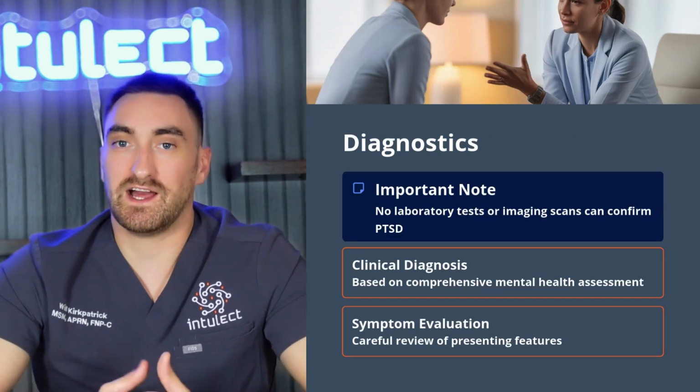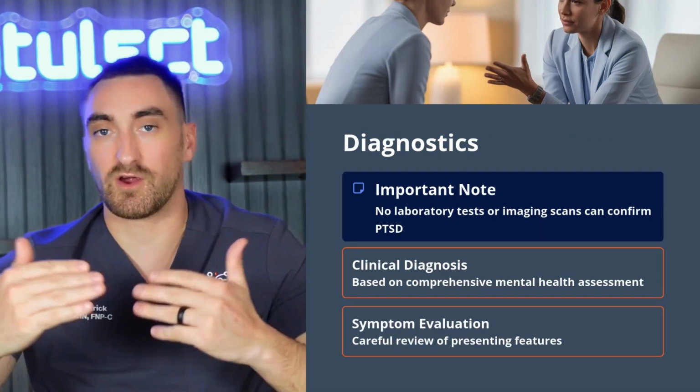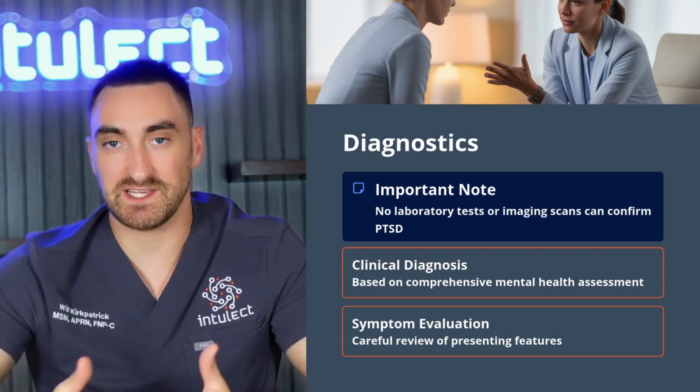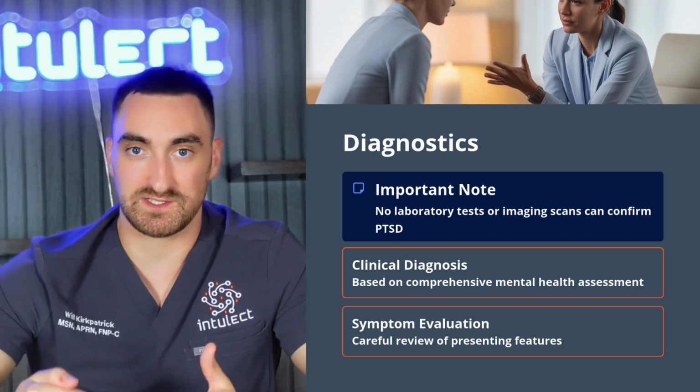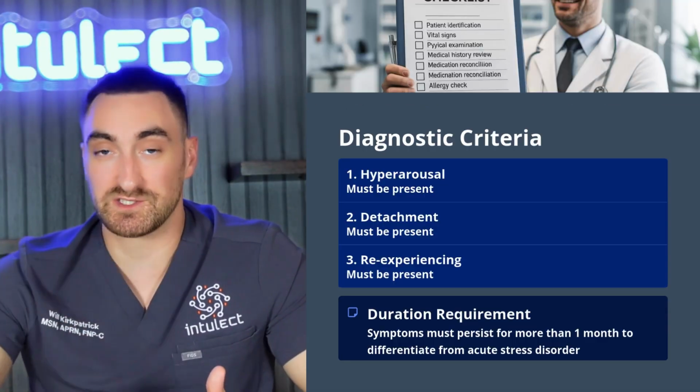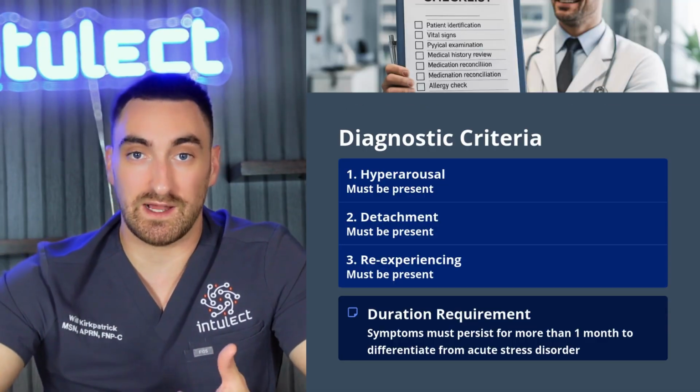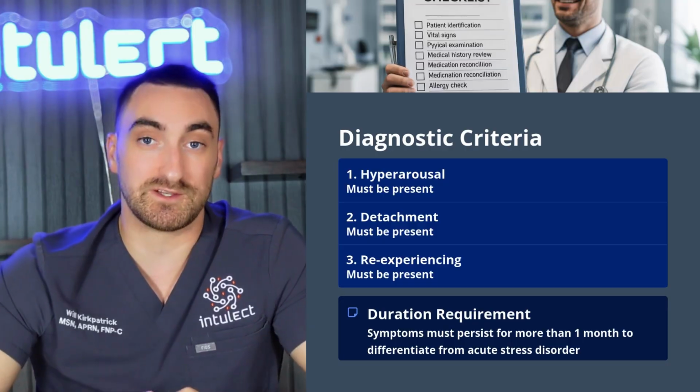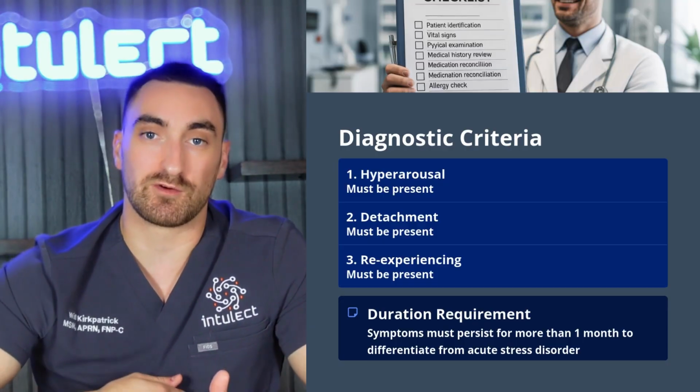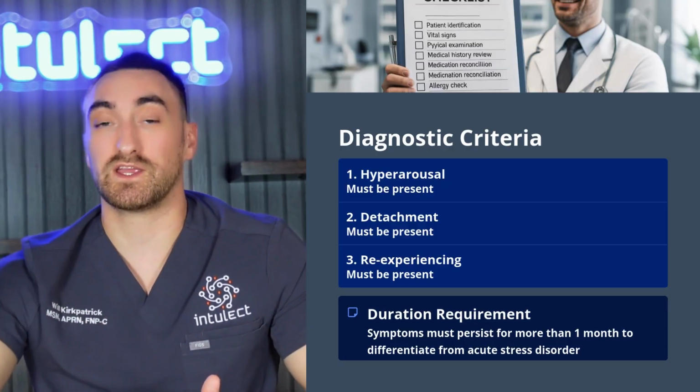So what are the diagnostics involved with PTSD? There aren't any labs or scans that you can do that would confirm this. Of course, this is a mental disorder, but they must have those three characteristics that we talked about: hyperarousal, detachment, and re-experiencing thoughts. And it must happen for more than a month to rule out acute stress disorder.